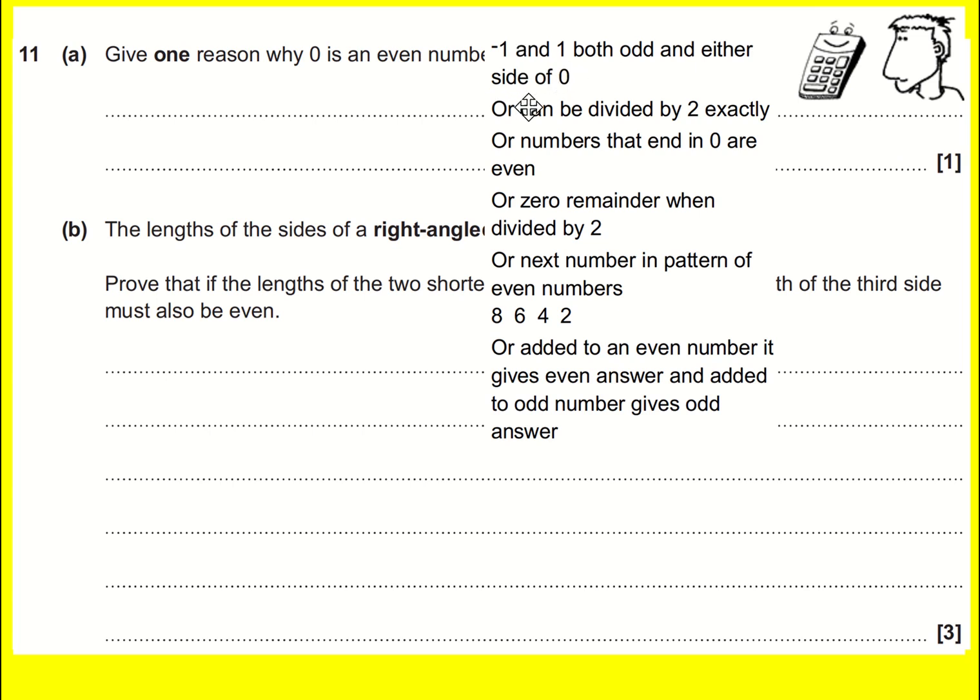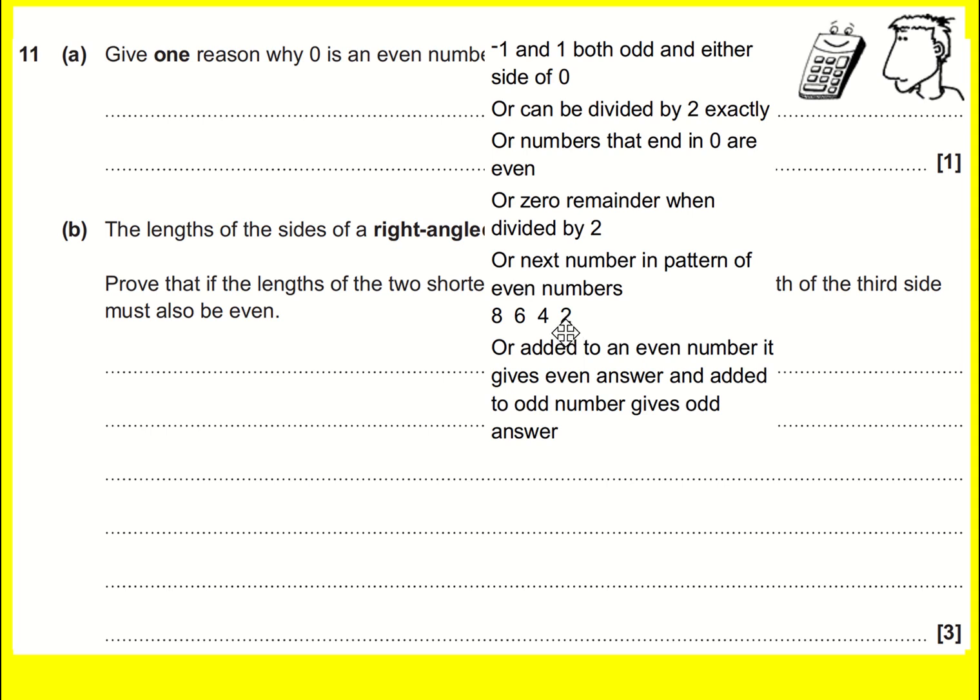This is a good one because this is a good definition of an even number. It's a multiple of 2, so actually 0 can be divided by 2 exactly. I know you get 0, but you don't get a remainder. Numbers that end in 0 are even. Yeah, 0, 2, 3, 4. Sorry, 0, 2, 4, 6, 8.